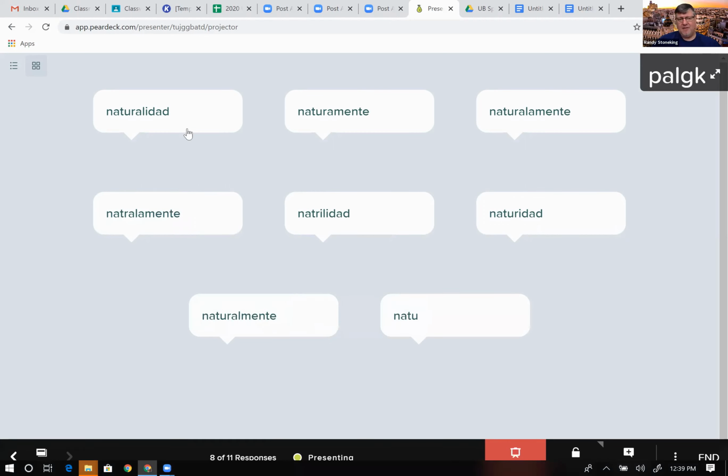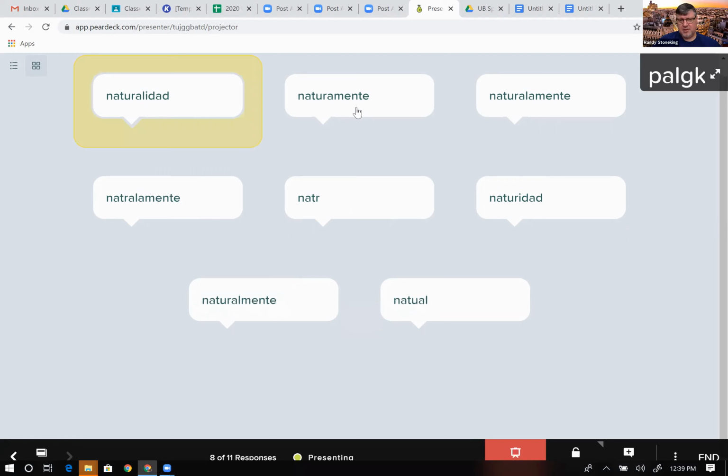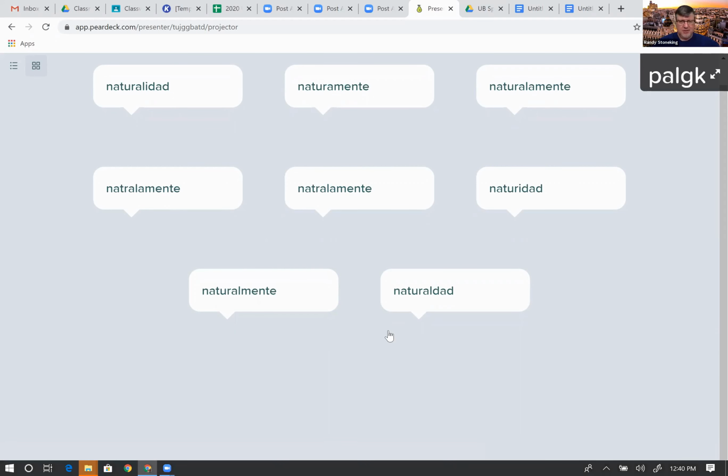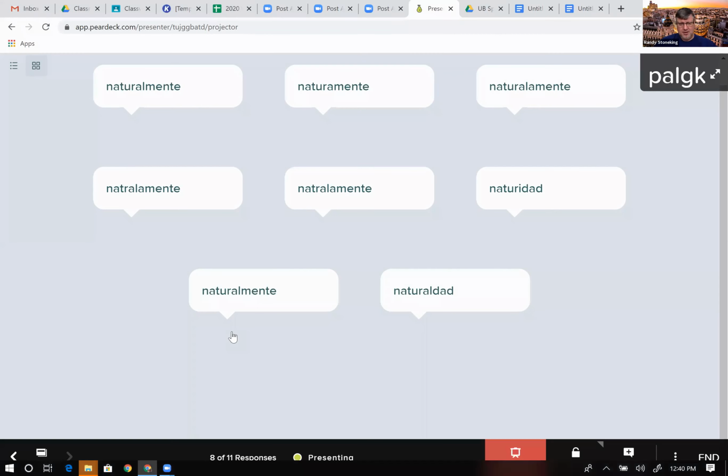You can see that about half of us put the word natural with D-A-D, and about half of us did it with M-E-N-T-E. Technically, naturalmente is the correct way to do it. But you were still applying the same pattern. We just couldn't remember quite whether it was the dad or the mente. We're still taking that concept of natural plus the ending, and then just remembering which one is correct. Naturalmente.